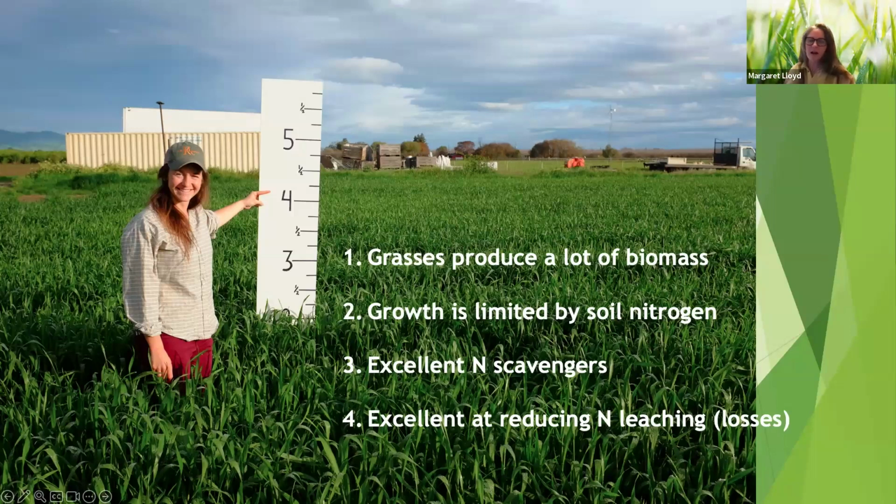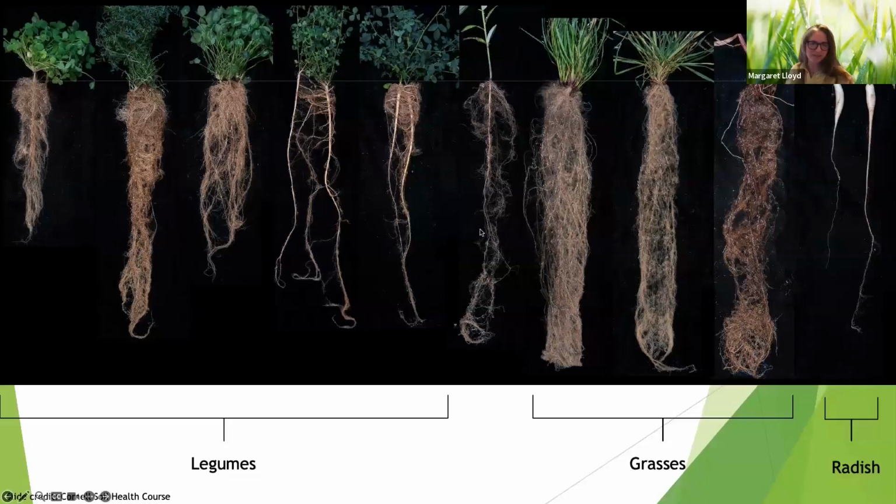So taking nitrogen that is at risk of leaching with winter rains and incorporating it into the biomass. I love this image showing roots of different cover crops. And on the right here, you can see some legume roots. So they have very fibrous and deep penetrating roots that make them excellent nitrogen scavengers.